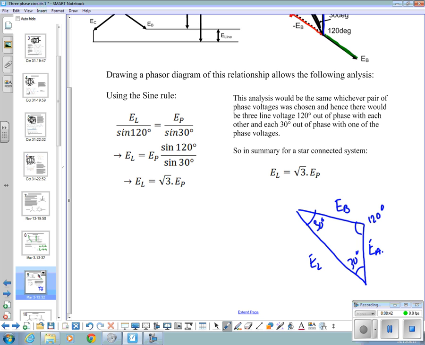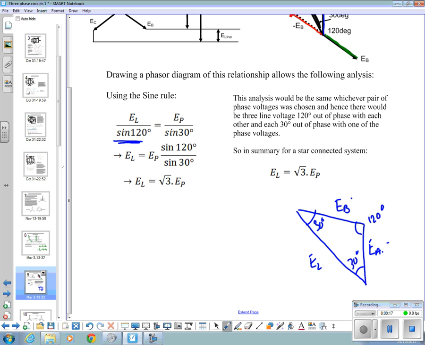EL over sine 120 degrees, that bit, is equal to any one of the two phases. I'm using EP to be either that or that, doesn't matter, they're both the same. Two phase voltages are the same, over sine 30. Those two are equal to each other. The sine rule's a ratio thing. Okay, the angle over its opposite side is equal to this angle over its opposite side is equal to the third angle over its opposite side.